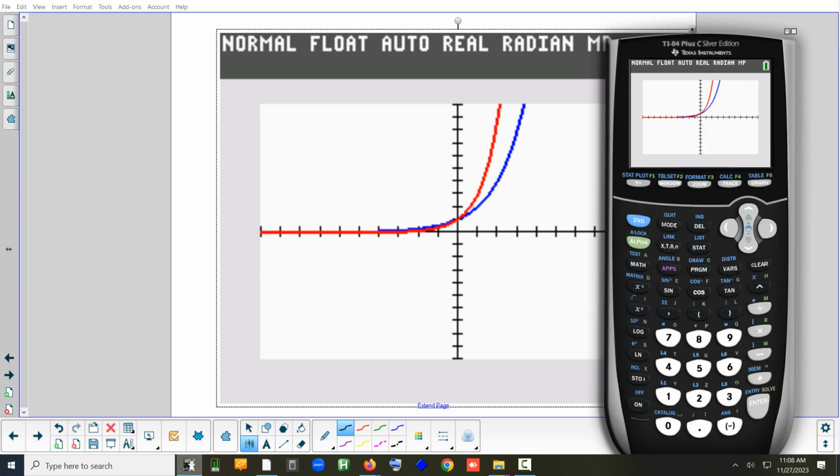Now, if I do something like, say I do 2 to the x plus 1, and I do 3 to the x plus 1, that plus 1 is a vertical shift up 1. So what that's going to do is shift them both up 1. Now they're going to cross at 0, 2. They're both going to go right through that one. Okay, but yes, if you graph 2 exponential functions with different bases, they should cross somewhere. Yeah. Any question on that?